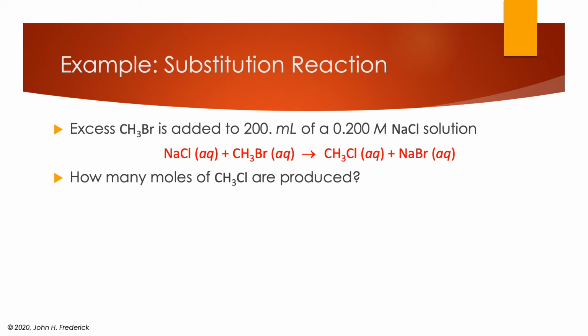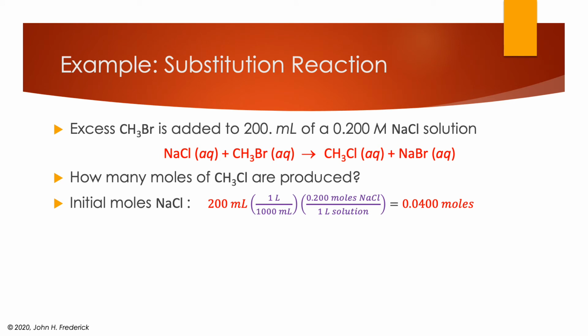Now ordinarily we'd have to worry about what is the limiting reactant, but whenever you see a problem that says excess of this is added, that's not the limiting reactant. It's the other thing that is the limiting reactant. So whenever someone specifies excess of something, they're trying to tell you that it is not the limiting reactant. So we're going to use the amount of sodium chloride as our limiting reactant to calculate our theoretical yield.